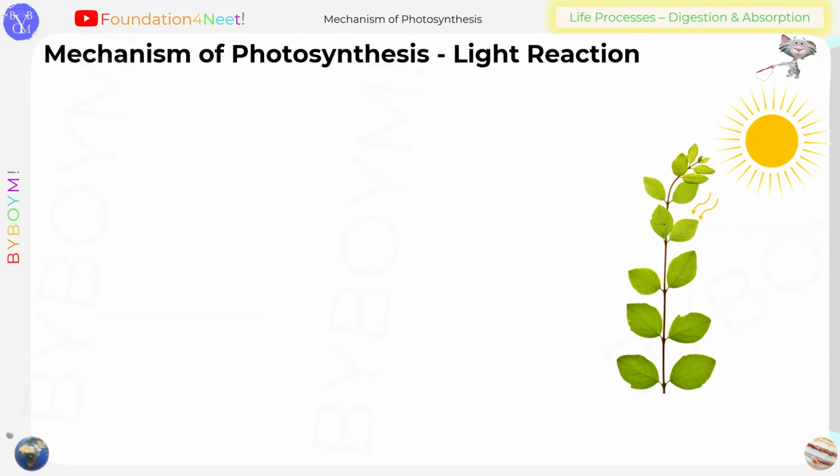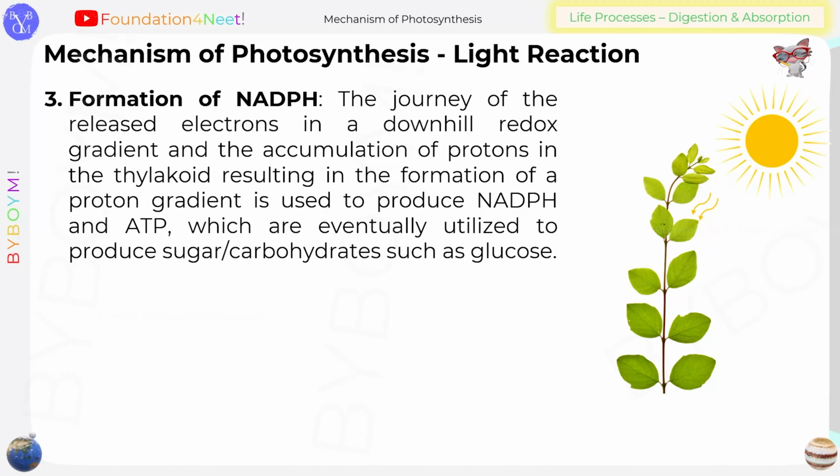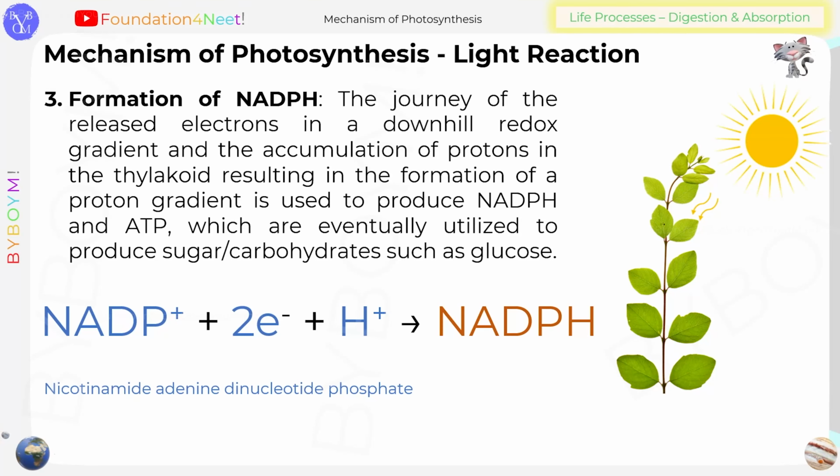So our next and third phase is formation of NADPH. The journey of the released electrons we talked about in a downhill redox gradient, and the accumulation of protons in the thylakoid, resulting in the formation of a proton gradient. They are used to do what? To produce NADPH and ATP. And these two things would later be used to produce glucose. The full form of NADPH is nicotinamide adenine dinucleotide phosphate, and the reaction is NADP plus 2 electrons plus a proton will give you NADPH.